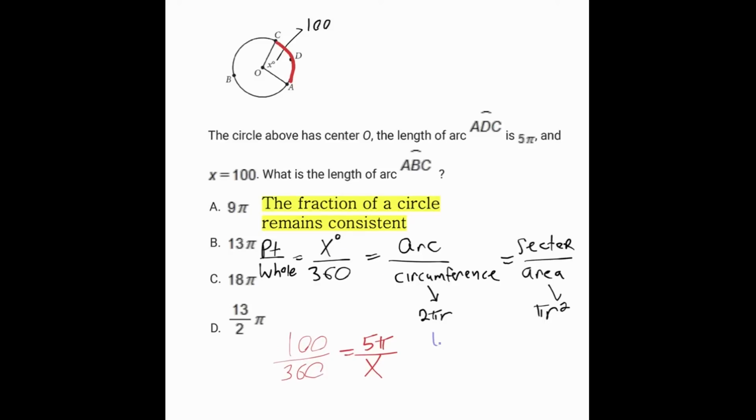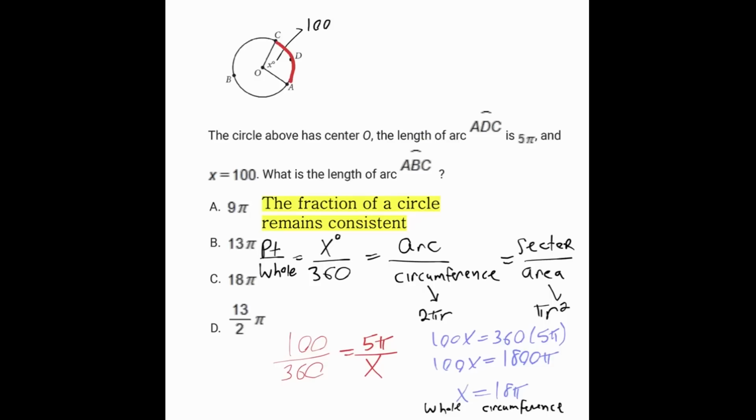We can say 100x equals 360 times 5 pi, and we can start solving this out. 360 times 5 is 1,800. 100x equals 1,800 pi, divided by 100 on both sides, and x equals 18 pi. So this 18 pi we just found, that's the whole circumference.